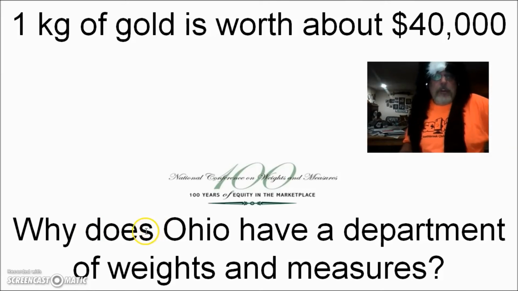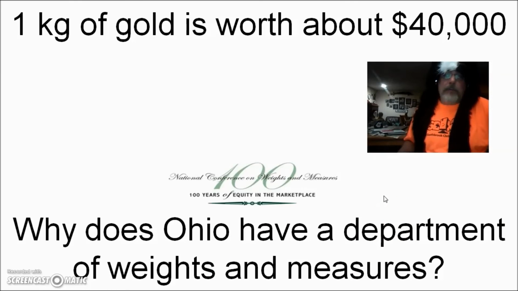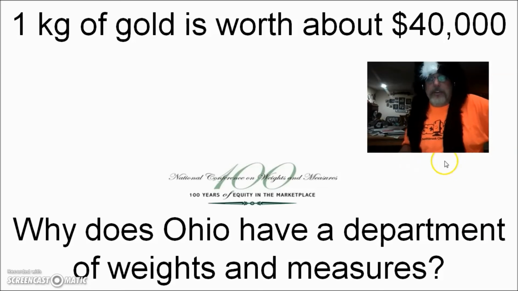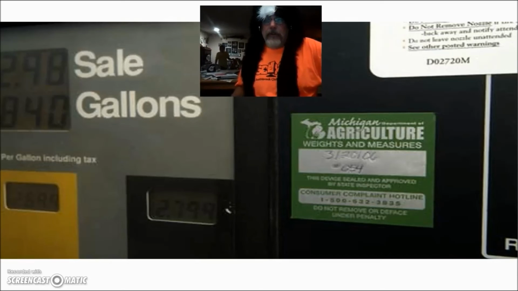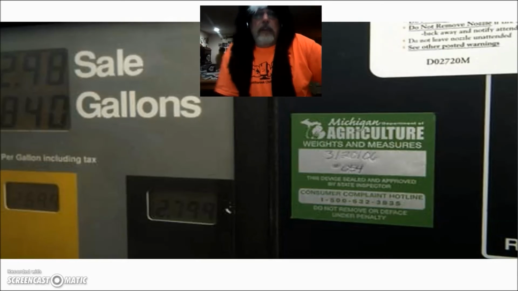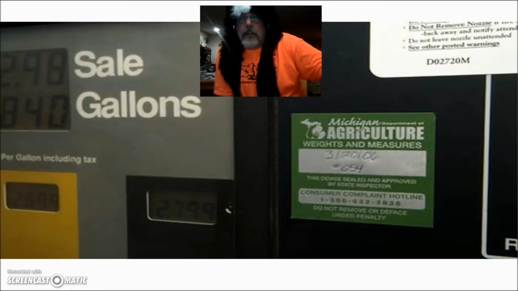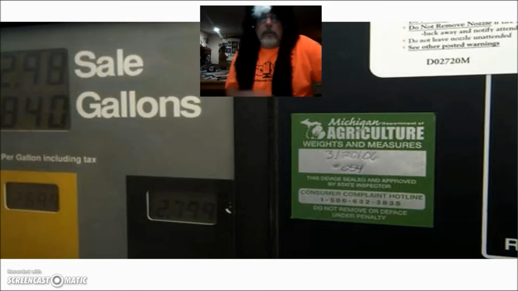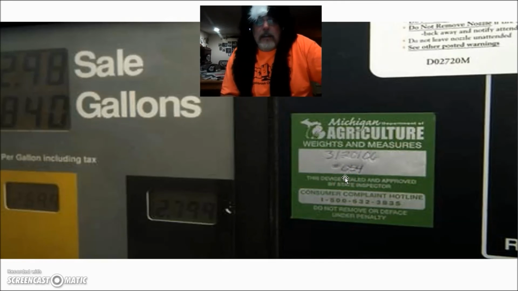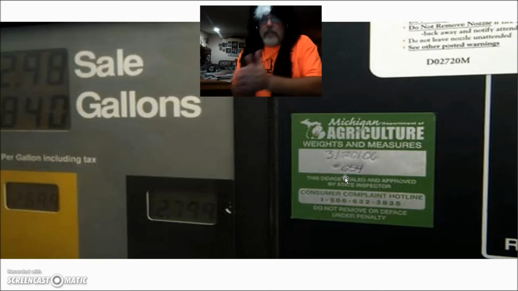So, for example, even in Ohio, we have a Department of Weights and Measures. Why is it important for the state of Ohio to have a Department of Weights and Measures? If you have ever helped somebody else pump gasoline into a car, you may have noticed a weights and measures sticker. They have people who go around and check and make sure that gasoline pumps, if it says it pumps out a gallon of gasoline, it is actually a gallon of gasoline.